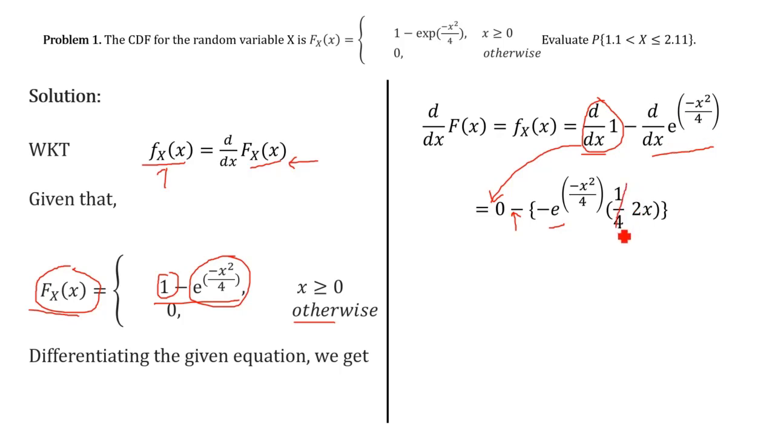1 by 4 is a constant, written as it is. What is the differentiation of x square? It is 2x. Then 2 ones are 2, 2 twos are 4. Simplify this. Minus into minus is plus, e to the power minus x square by 4 is written as it is, and 2 ones are 2, 2 twos are x by 2. So from the given CDF, we have calculated the PDF here.